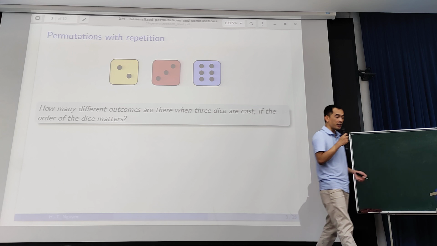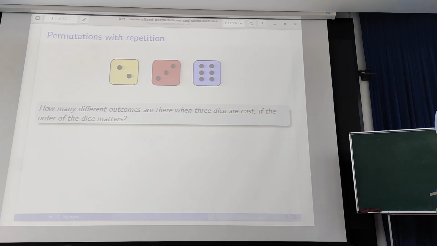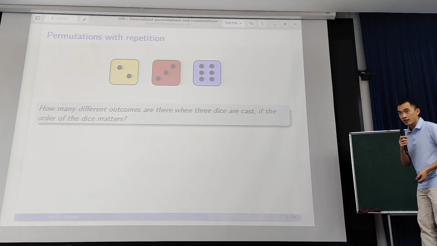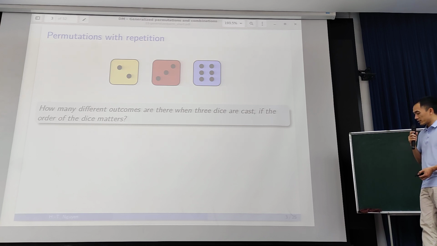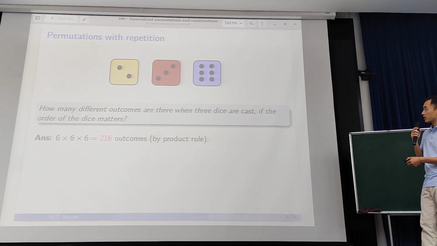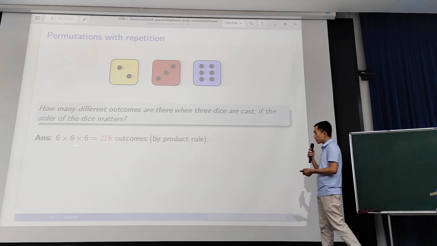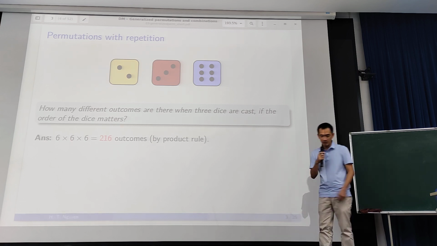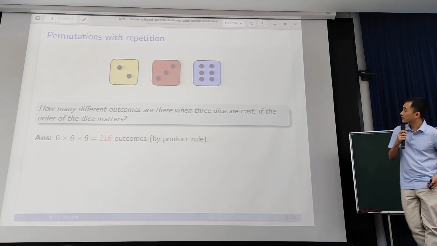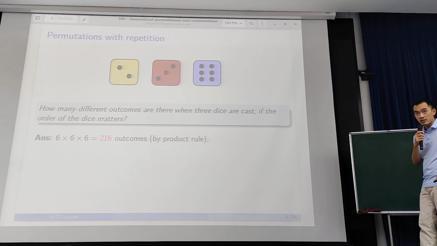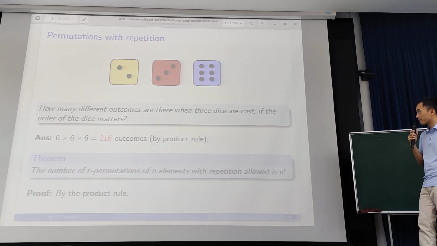For each die, you have 6 different outcomes. Our procedure will consist of throwing 3 dice, one after another, so we will use the product rule. Each time we have 6 different possibilities. So by the product rule, we take the product of 6 by 6 by 6, which gives us 216 outcomes. So you can generalize.